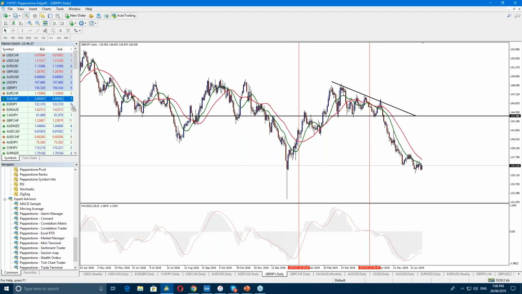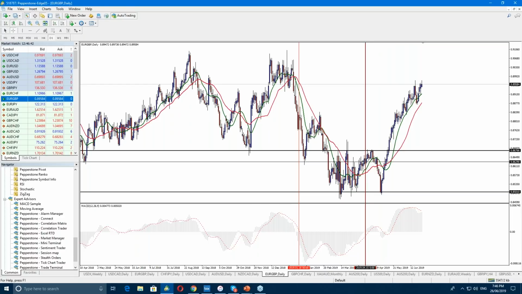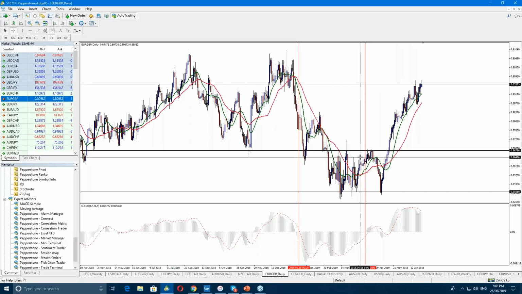If we go to something like the euro pound, we'll talk about this a little bit later. I've got this up as an example for a few other things. The actual cross to the positive happened here. However, that may not have been the time that we want to get in the market. There's another time in the future that we want to get in on the market, and we'll talk about that right after we go back to the slides. But what it does show is that the market is already thinking about getting potentially more positive.